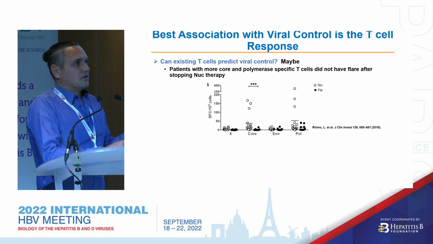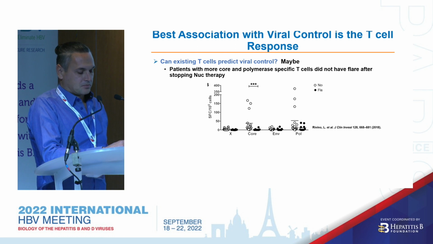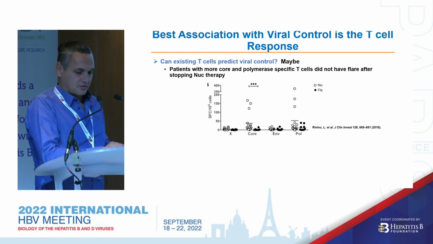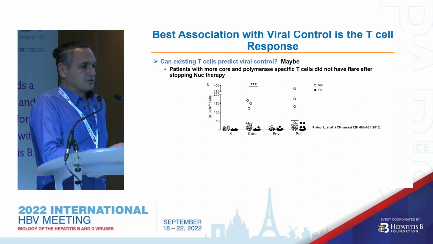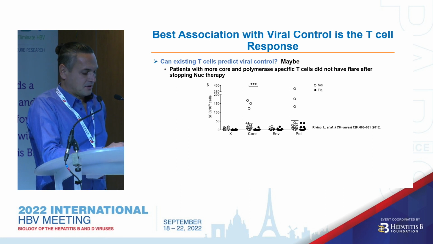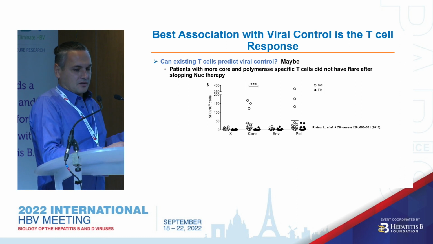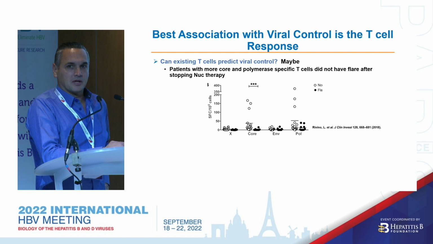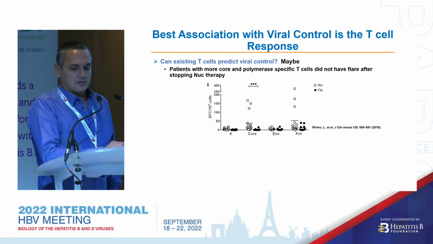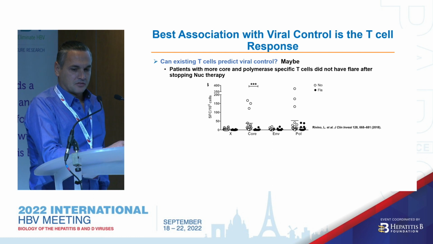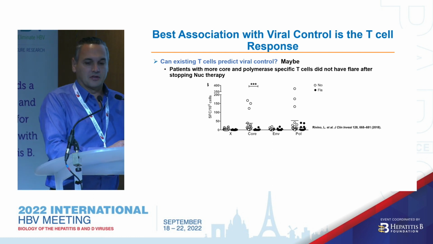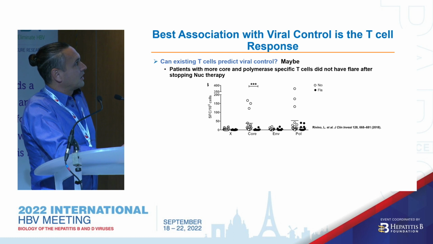So I would say, of all the things that we've measured in terms of immunological responses, and I didn't update this, maybe from Mala's data presented on the B cells and the stop nuke, T cells have really been what has been associated with control, and I put Antonio's paper here on purpose. These are looking at patients stopping nucleoside analogs, and the idea is, can we use an existing T cell response to predict control? I would say it's possible. These patients in this study had more core and polymerase-specific T cells. They didn't have flares after stopping antiviral therapy. And so these are seen here.